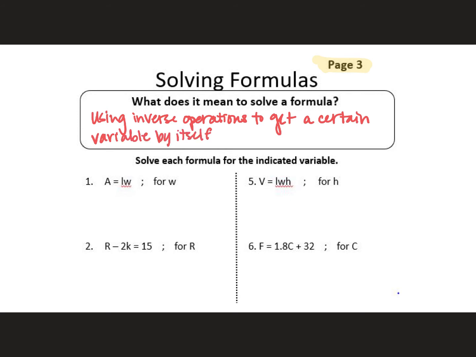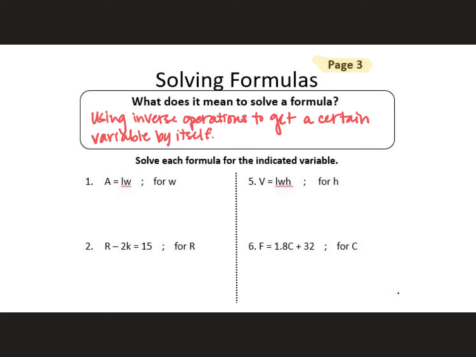So what makes this harder is that you'll see in some of these examples, well, all of the examples, that you have more than one variable, and we're going to have to leave that the way it is and just solve for whatever they ask for. So here we'll go through a couple examples.